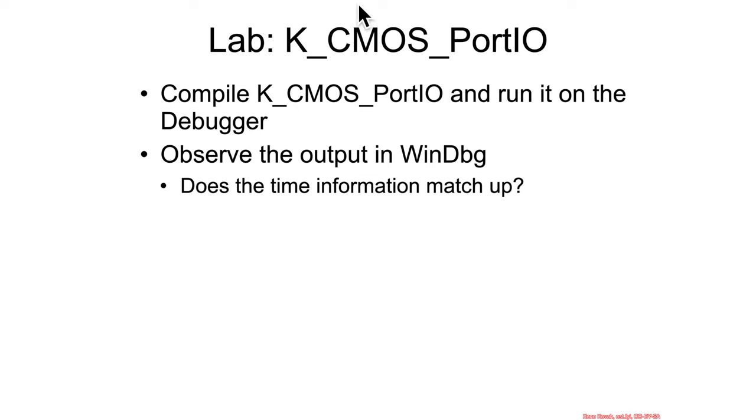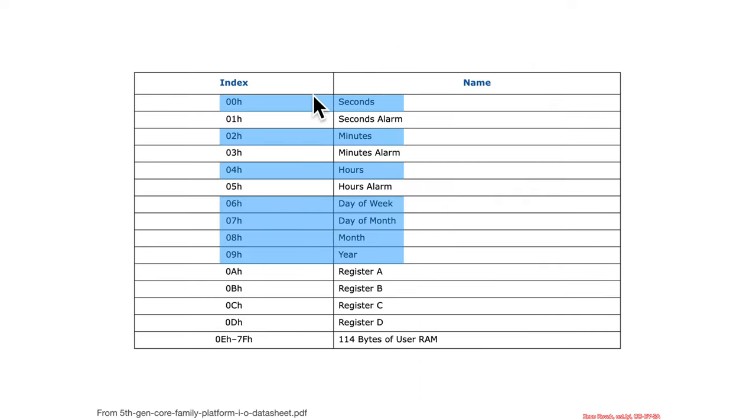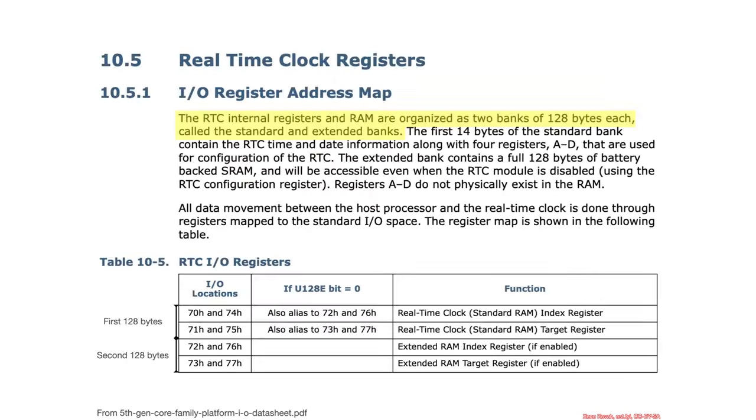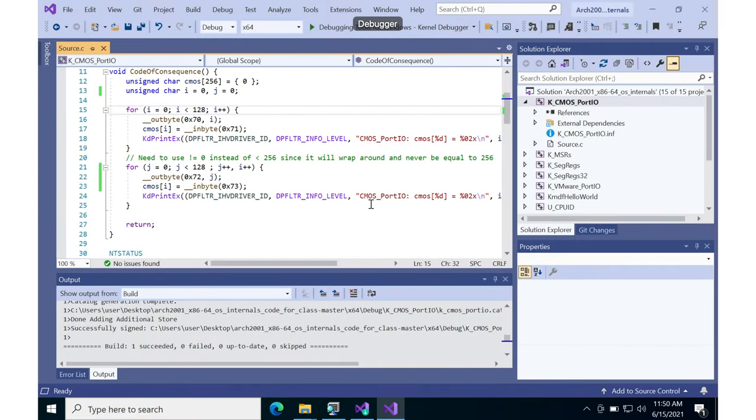All right, let's go look at our lab, kcmos.port.io, and you're going to compile that and run it in the debugger and then look at the output in WinDebug. What you hope to see is that the time information matches up with the stuff that we said back here. Index 0 should be seconds, 2 minutes, etc. So let's take a look at that.